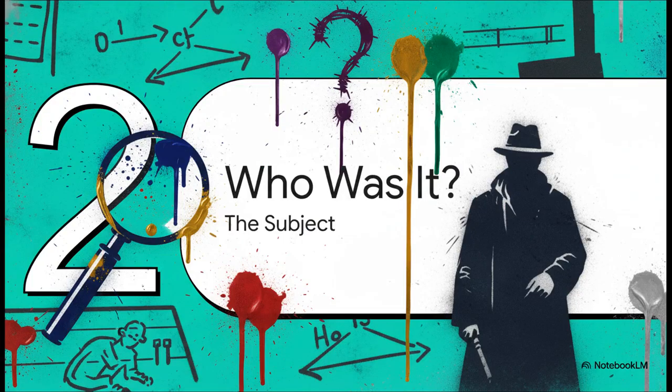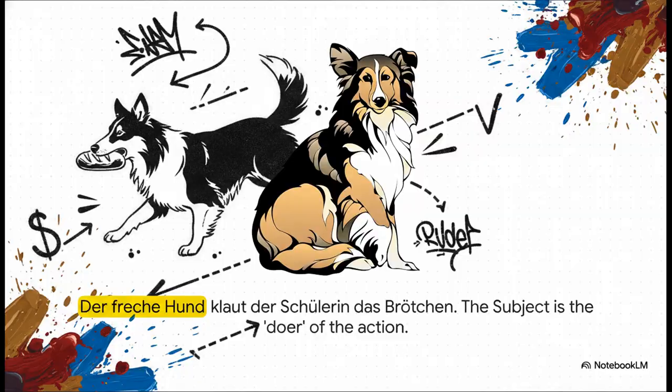All right, we found the action. So, what's the next logical question for any good detective? Well, who did it? We need to find the doer of the action, which in grammar speak is called the subject, or das Subjekt. Check out this sentence. The action, our predicate, is klaut, which means steals. Now we need to know who or what is doing the stealing. It's der freche Hund, the cheeky dog. That's our subject. It's the main character performing the action.